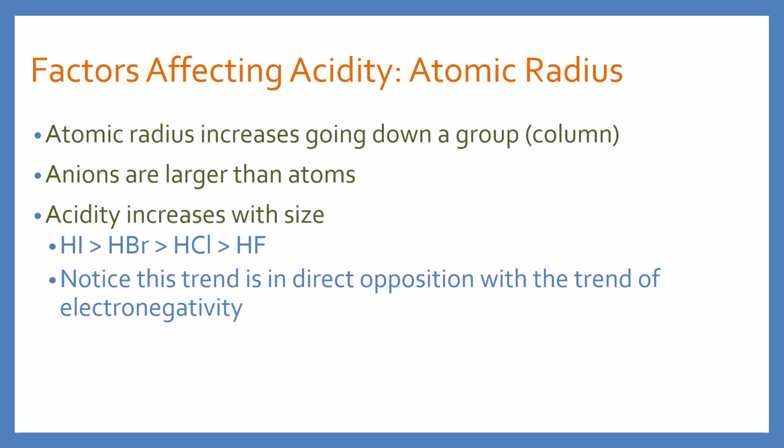So we'll see that acidity increases with size. So hydroiodic acid is more acidic than HBr, which is more acidic than HCl, which is more acidic than HF. However, we know that fluorine is the most electronegative element. So even though it is more electronegative than iodine, it's still not going to be associated with as strong of an acid as hydroiodic acid because iodine is such a large atom. This trend is in direct opposition with the trend of electronegativity.